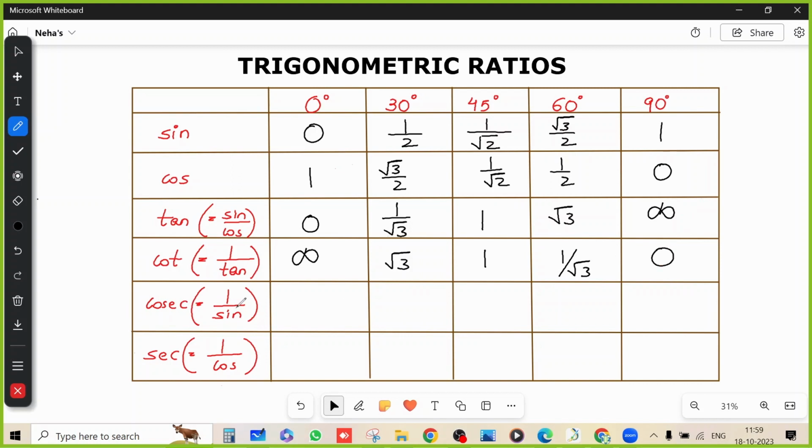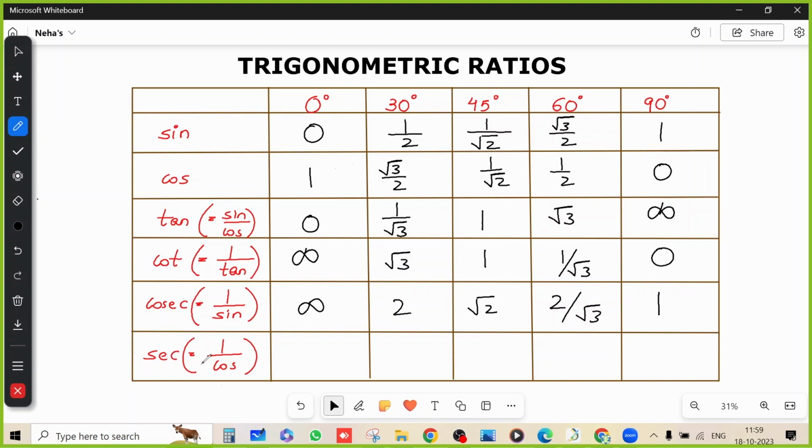Now the values of cosec can be found out using the values of sine, as cosec is the reciprocal of sine. So 1 by 0 will give us infinity. Reciprocal of 1 by 2 is 2. Reciprocal of 1 by root 2 is root 2. Reciprocal of root 3 by 2 is 2 by root 3 and reciprocal of 1 is 1.